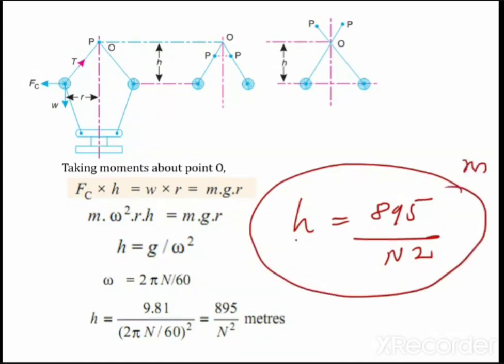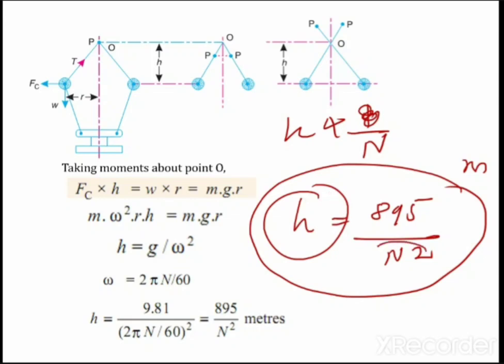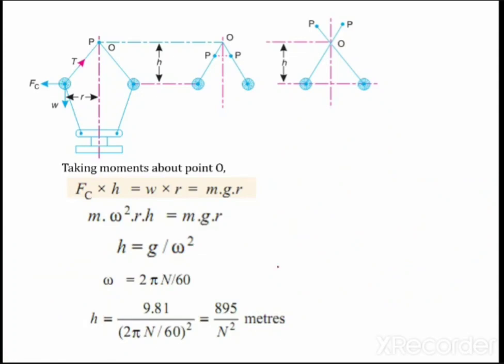From this equation, you can see that the height of the governor h is inversely proportional to N. Speed N is in the denominator and h is in the numerator. That is the relation. So this is the formula: h is equal to 895 upon N square meters.